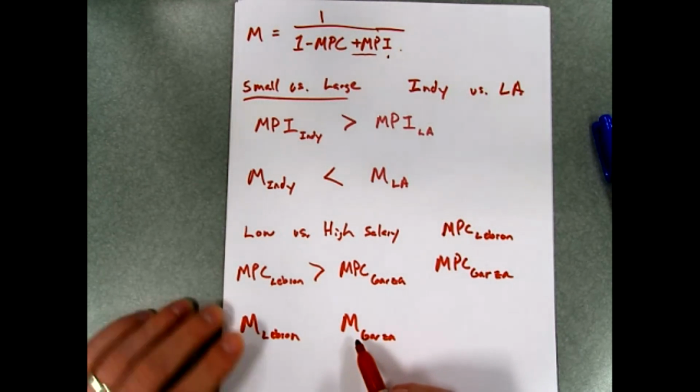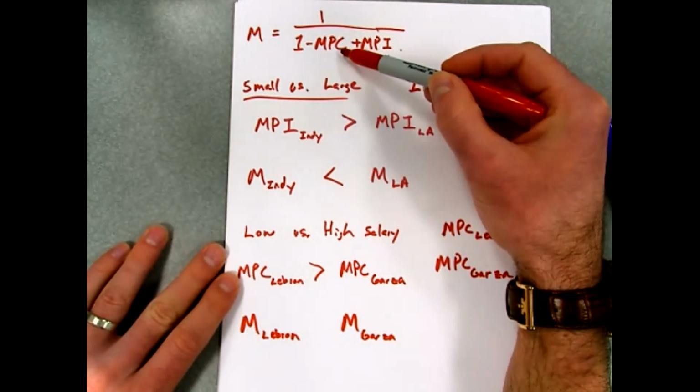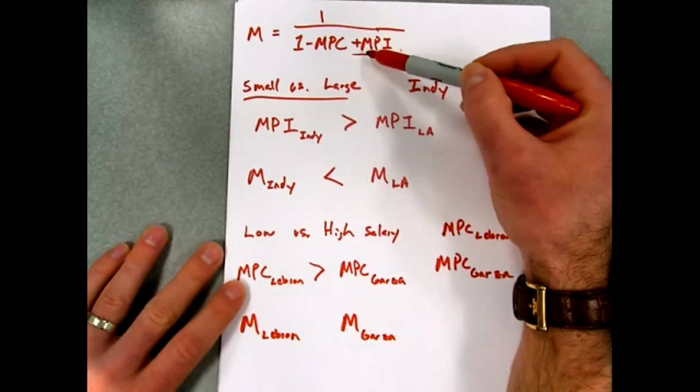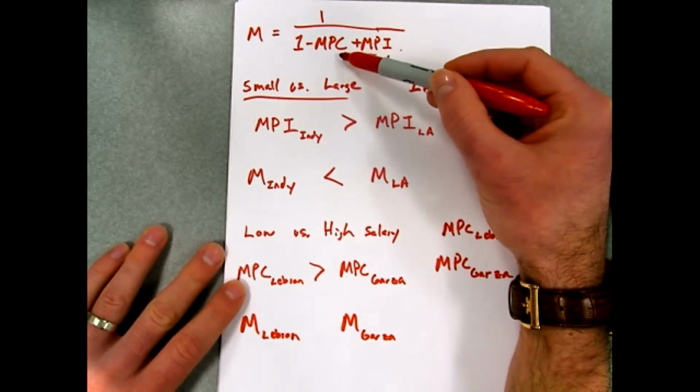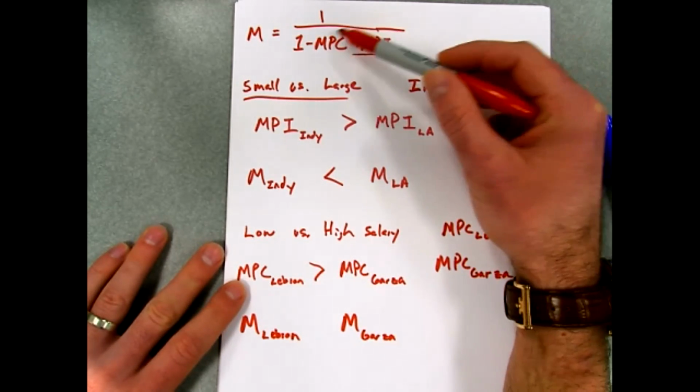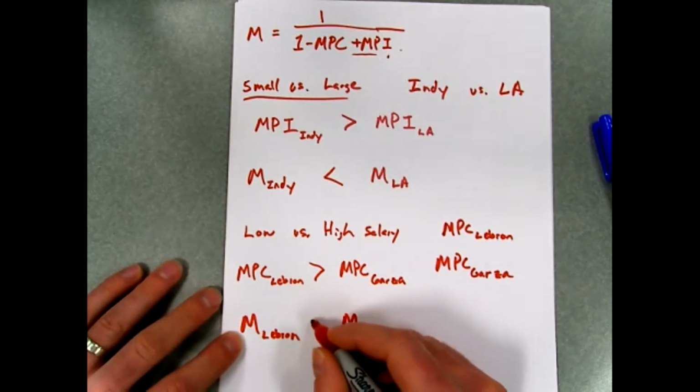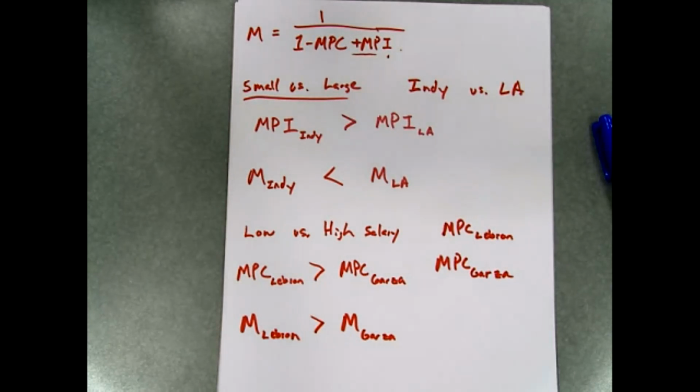Which multiplier effect is going to be larger? Well, if the marginal propensity to consume is higher, what actually happens to our denominator? Yeah, we're subtracting a larger value. And so we end up with a smaller denominator, and if the denominator is smaller, that multiplier actually goes up. So we can think about these, just two examples, small versus large market cities, low versus high salary players.